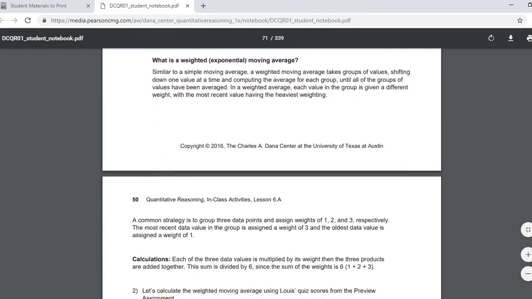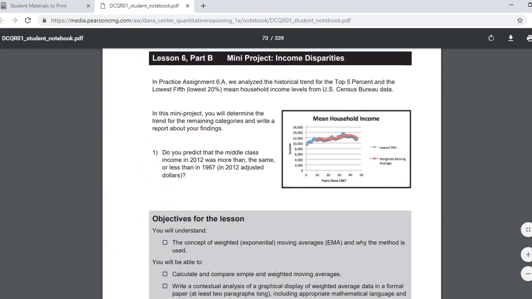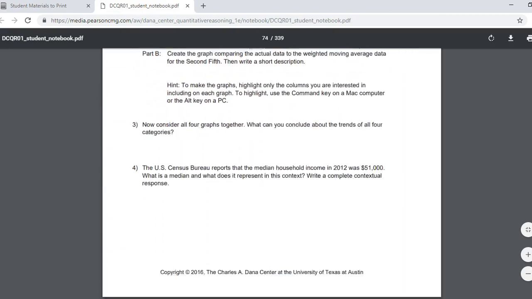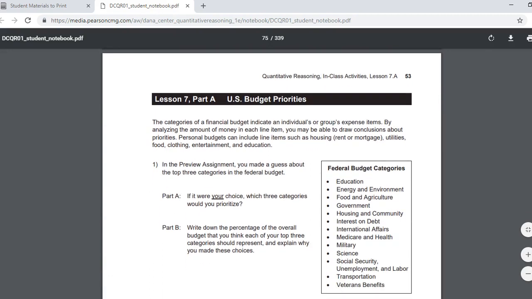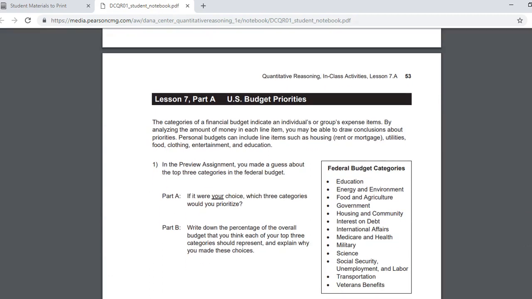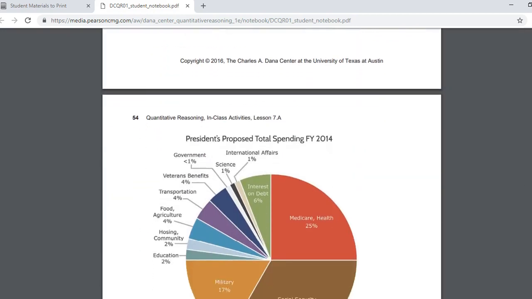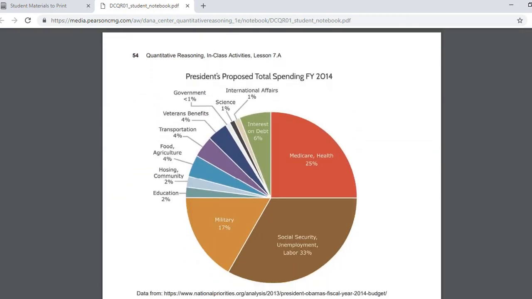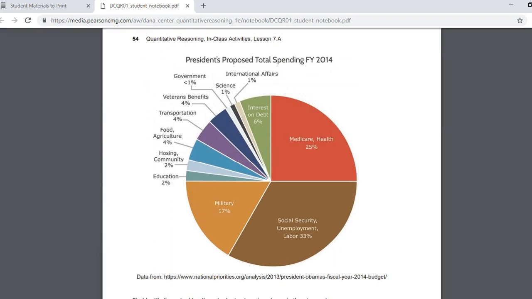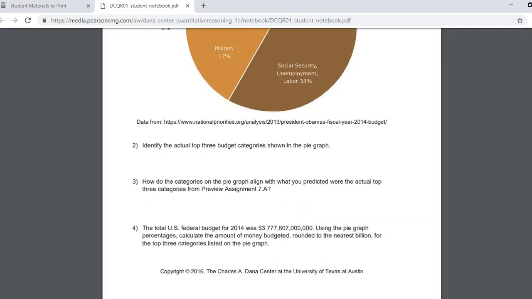We did not do 6A. We did not do 6B. But we did talk a lot about the budget. And so when you're looking at this, what could be on the test? Something like this circle graph, I could put something like this on the test and ask you to find pieces and parts of it.